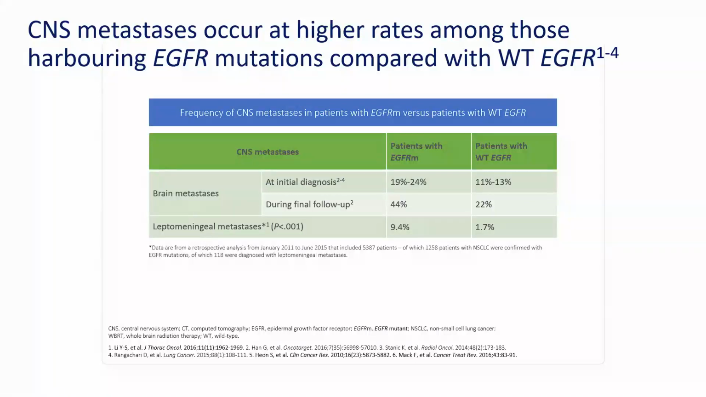CNS mets are higher among those harboring EGFR mutations compared to wild type, and also with ALK positivity. In this slide, we'll go through the initial diagnosis and follow-up. What is the frequency of CNS mets in patients with EGFR mutations versus wild type? At initial diagnosis, it's 24% versus 13%, the higher level, and during follow-up, 44% versus 22%. You could say it's nearly double.